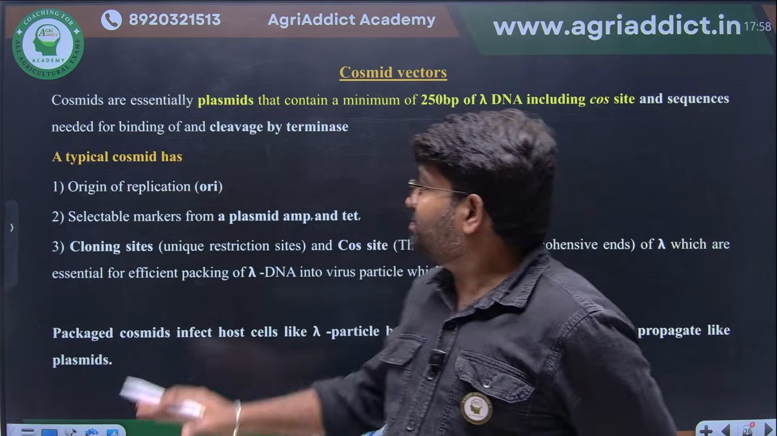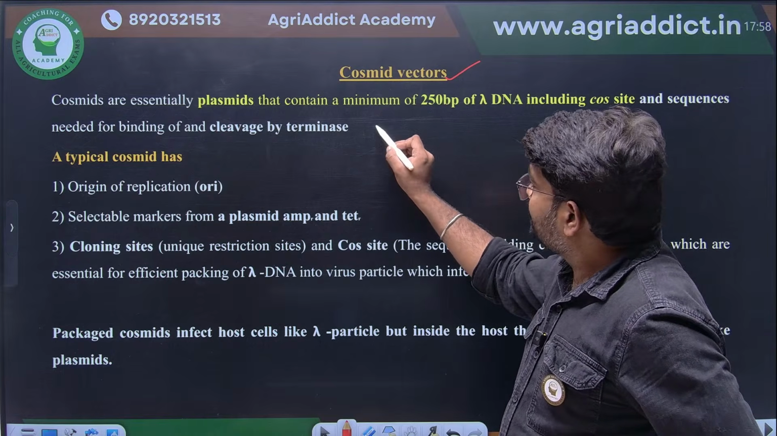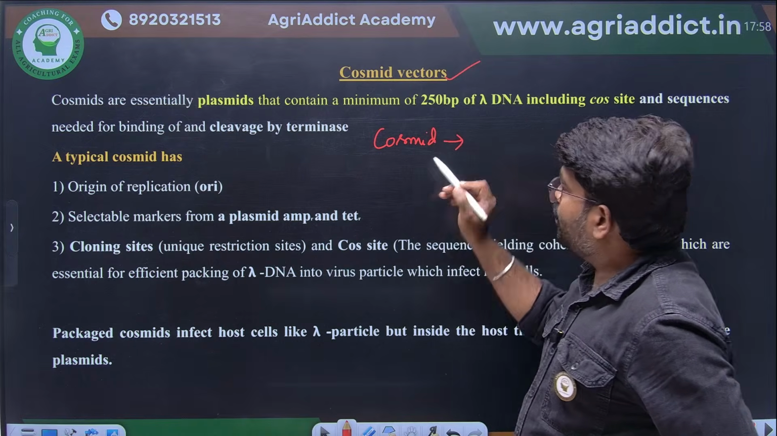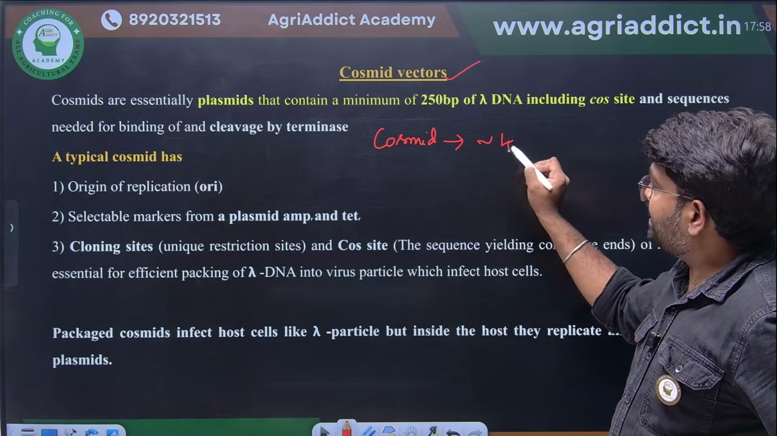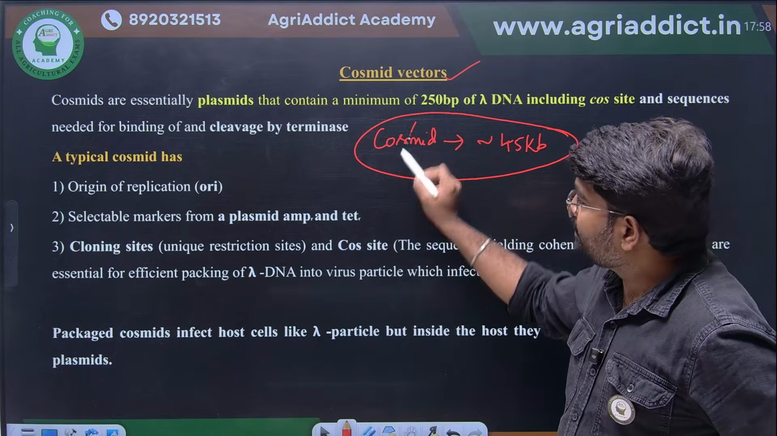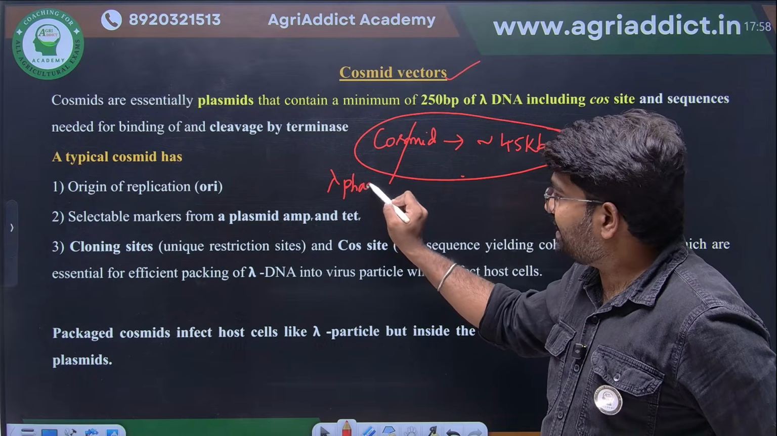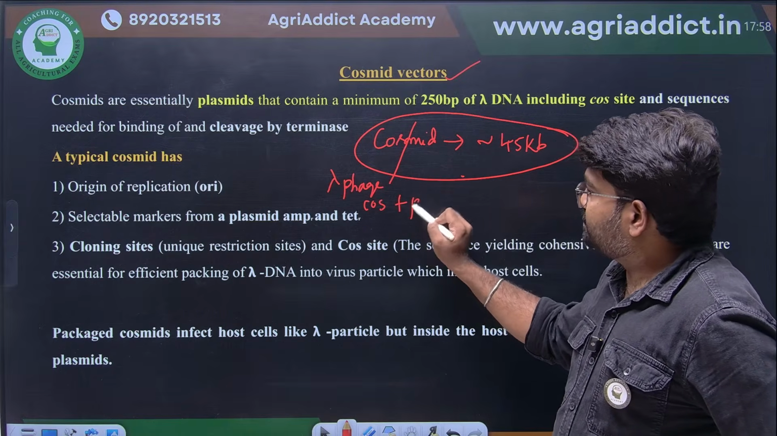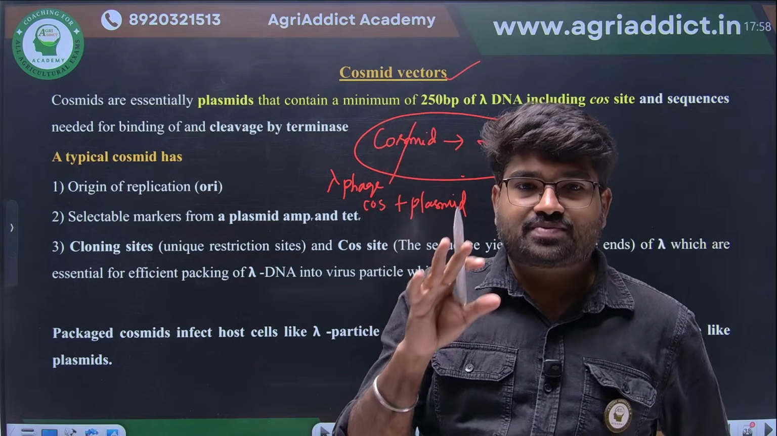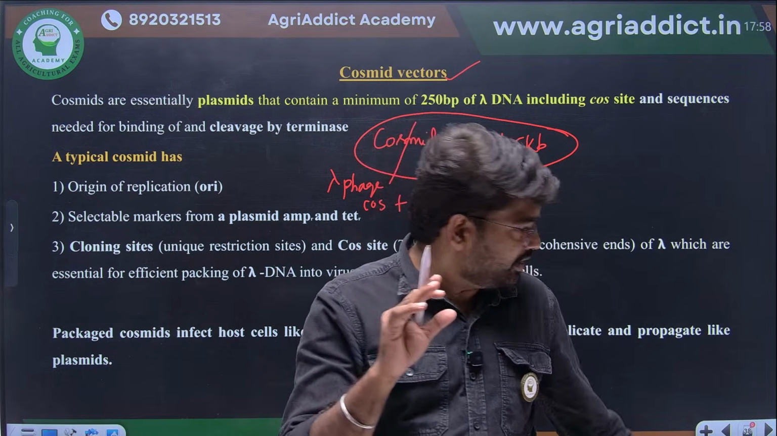Apart from that, different things are the cosmid vectors. Key point: cosmid vector has a cloning size of up to 45 kb. This is the key point you have to remember. Then why do we say cosmid? If you separate this into two words, it has the lambda phage cos site plus plasmid. That's why we say cosmid vector. The cosmid vector has a cloning capacity up to 45 kb. We are going to see the key points only.